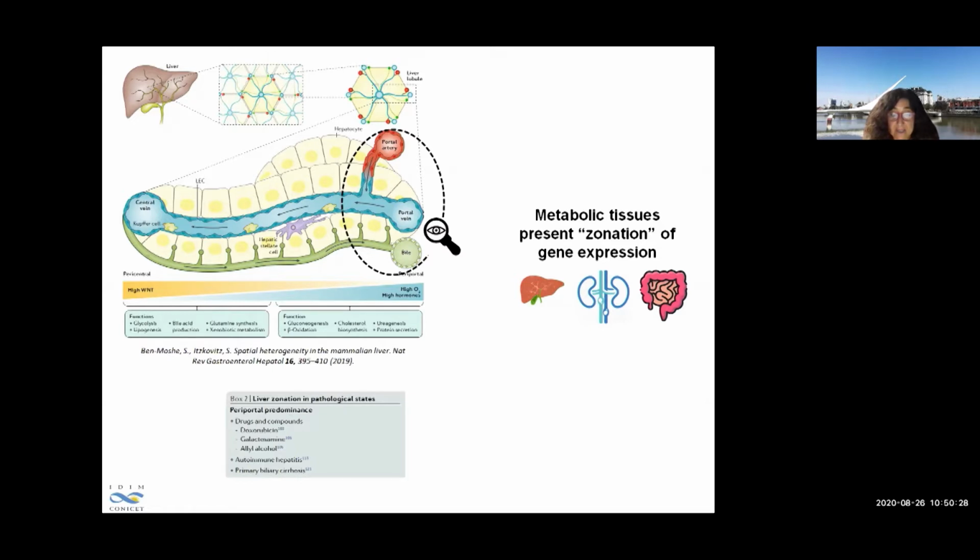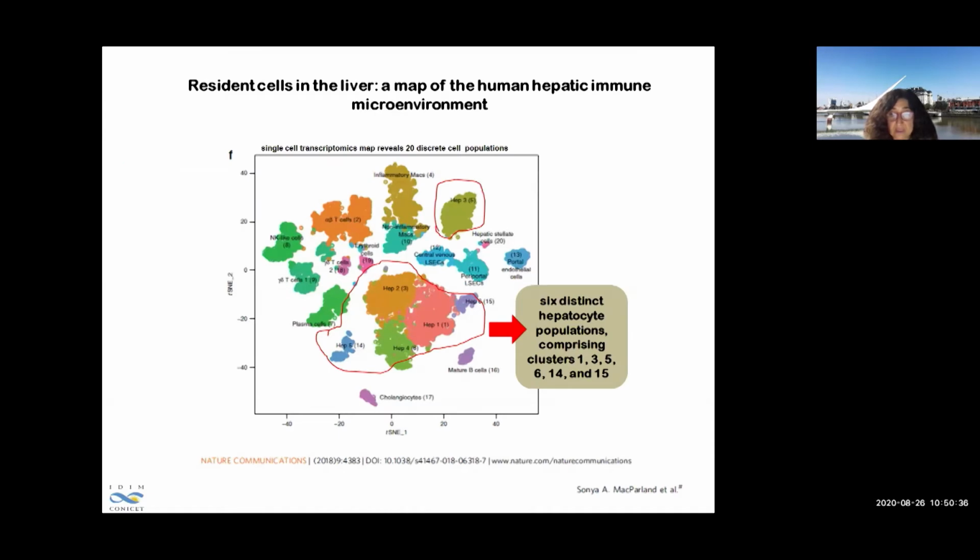Then, single-cell technologies may allow the reconstruction of zonation patterns for the global hepatocyte transcriptome. Using single-cell RNA-seq, McParland and co-workers studied the hepatocyte heterogeneity of the human liver. Here we can see the proportion of cells that contribute to each cluster in the liver and the physiological conditions. For example, the authors found 6 distinct hepatocyte populations, comprising clusters 1, 3, 5, 6, 14, and 15, that were, as expected, enriched for albumin expression.